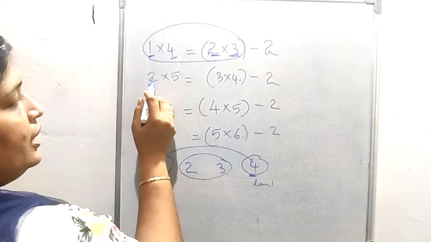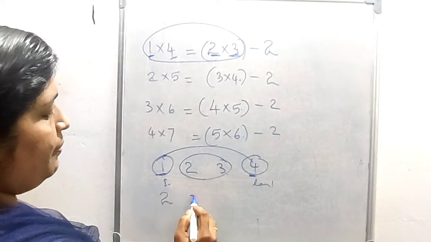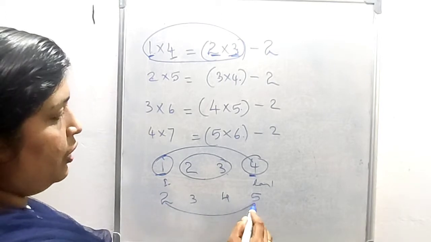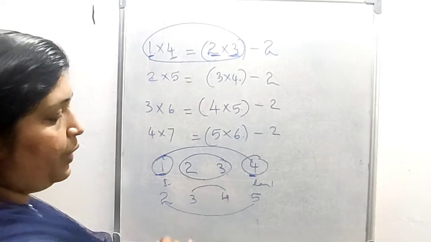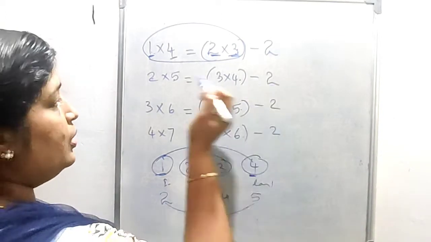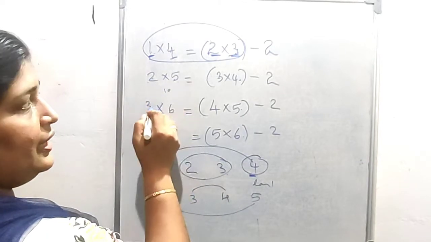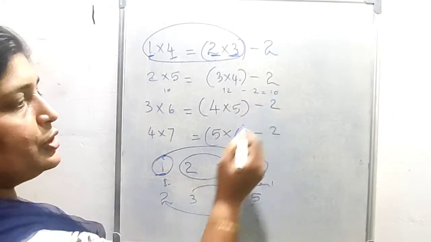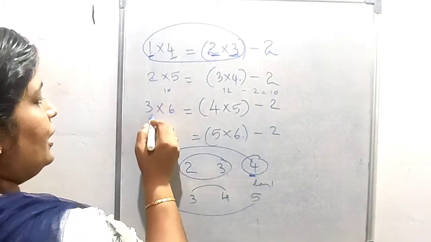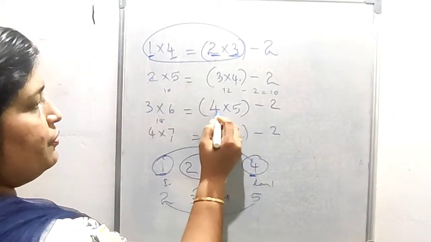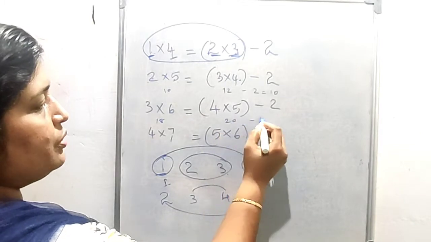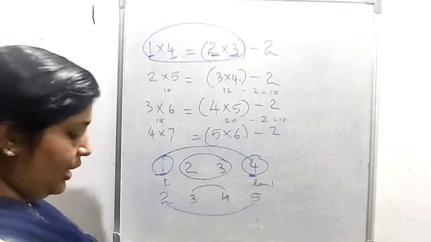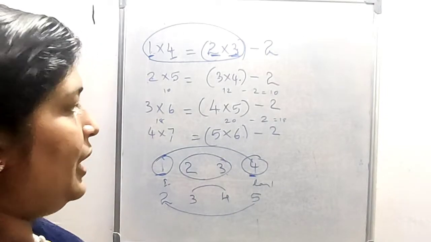And here, if we take the 4 numbers 2, 3, 4, 5, then the product of the first and last is equal to the product of the middle minus 2. See, 2 into 5 is 10. Then 3 into 4 is equal to 12. 12 minus 2 is also equal to 10. Similarly, here 3 into 6 is equal to 18. 4 into 5 is equal to 20. 20 minus 2 is equal to 18. Similarly, we get the next line also.